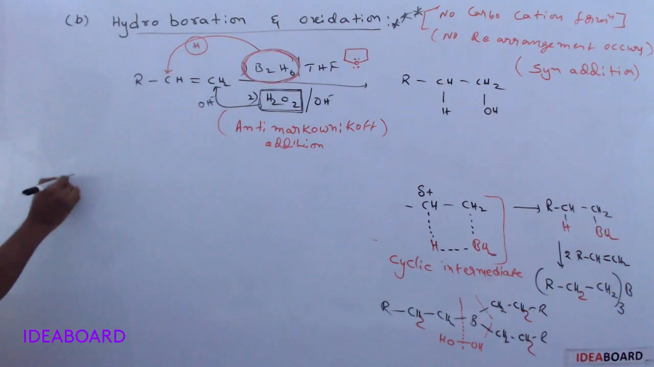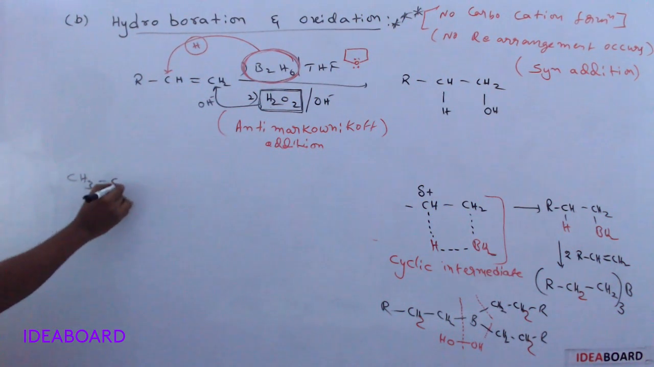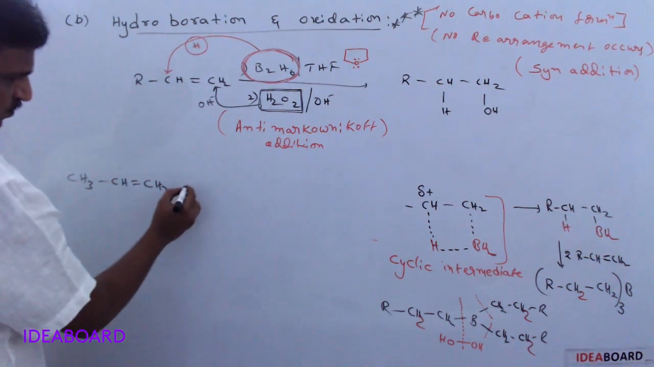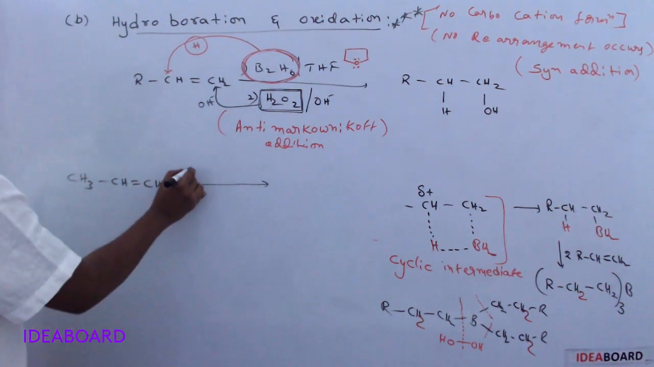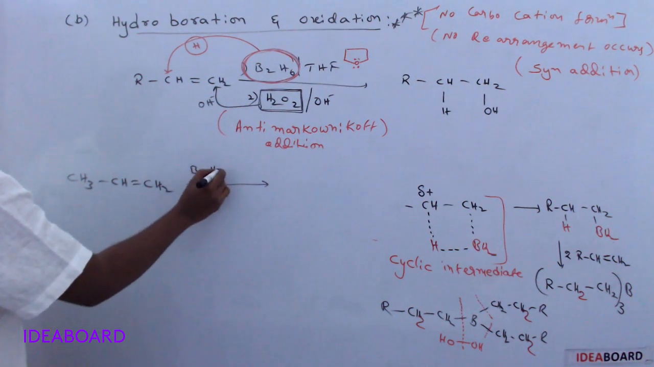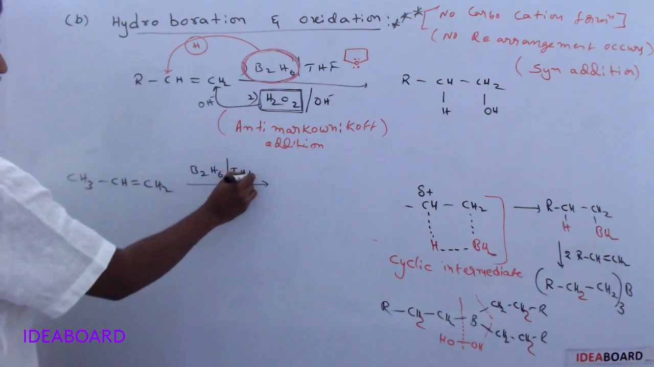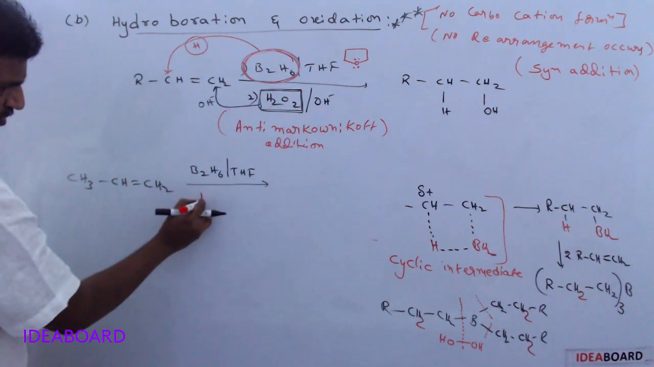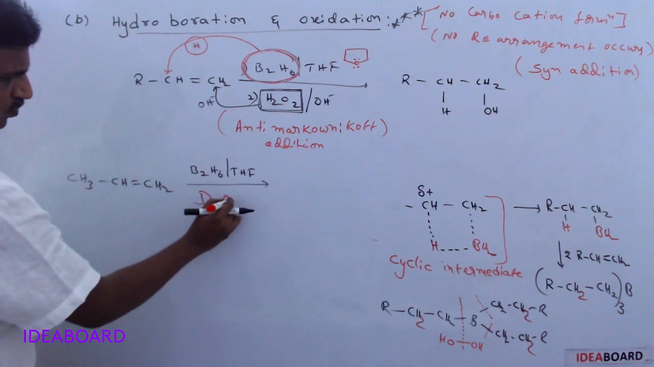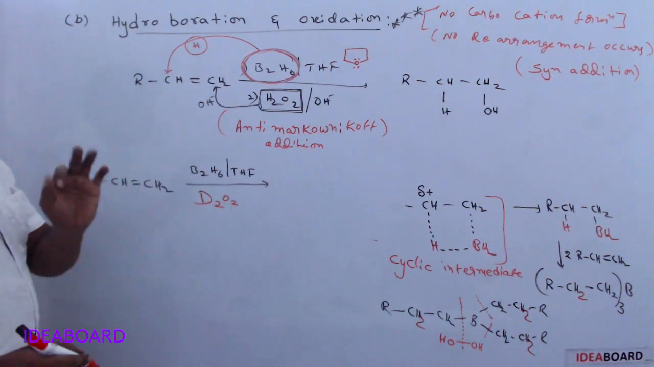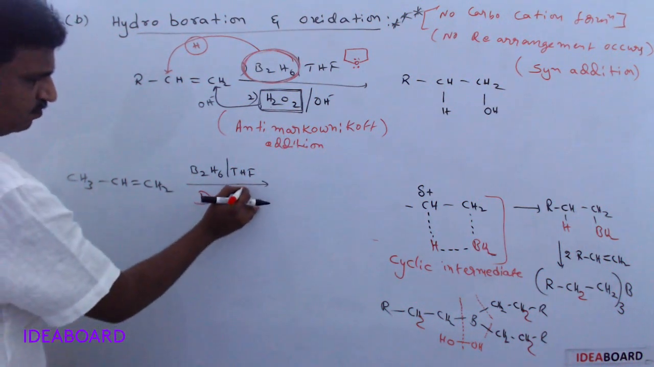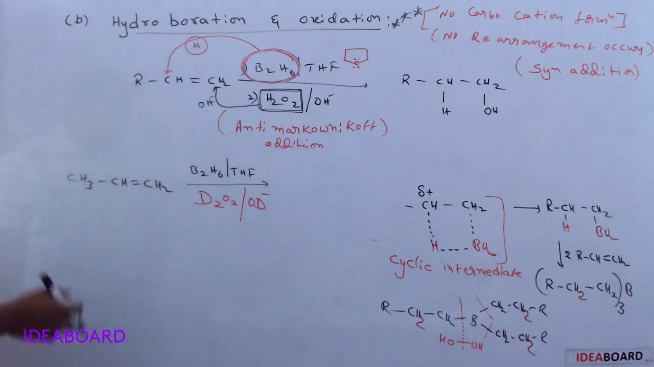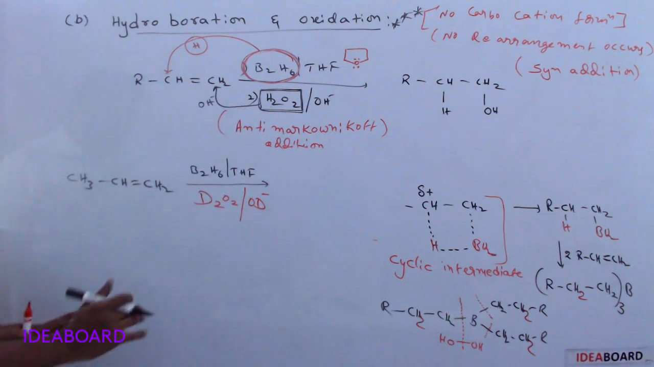Suppose here I am taking CH3, CH double bond CH2. To this I am adding B2H6 and THF. And the second reagent is not H2O2. Please remember, this is D2O2. Don't confuse: H2O2 means hydrogen peroxide, D2O2 means deuterium peroxide, and OD minus is the deuteroxide ion. Then tell me the products. What products will we get?